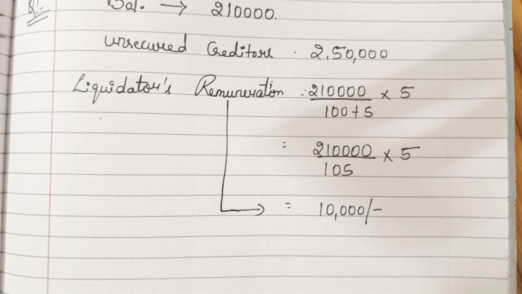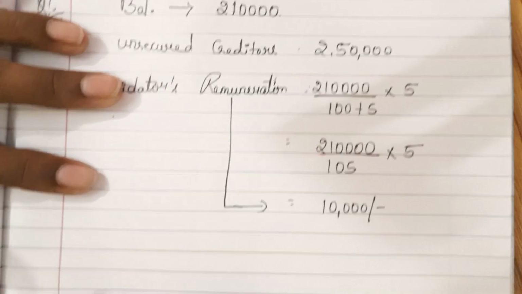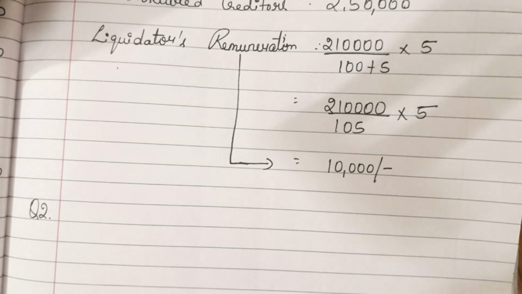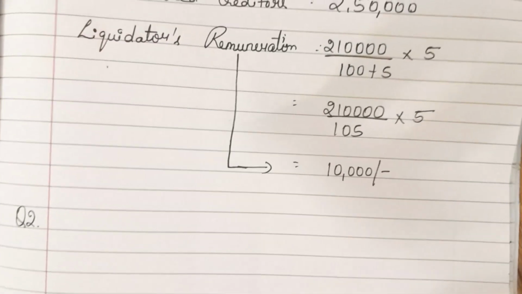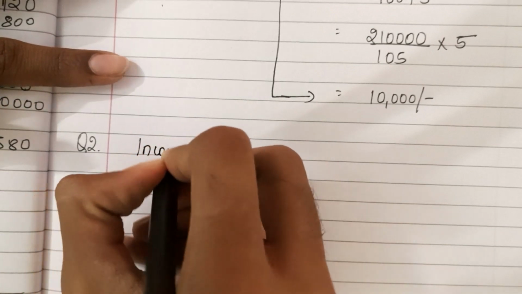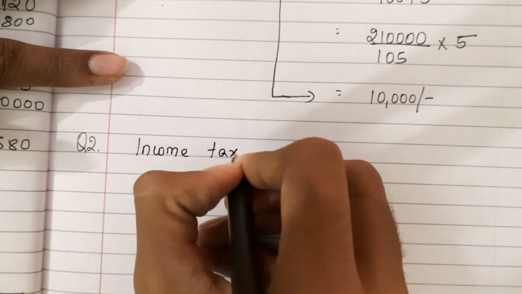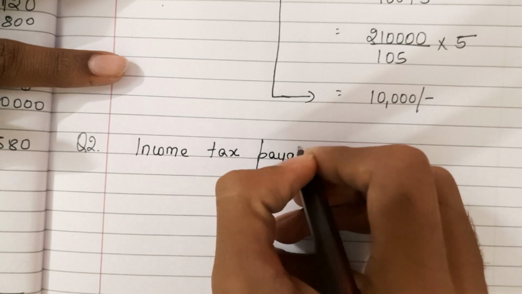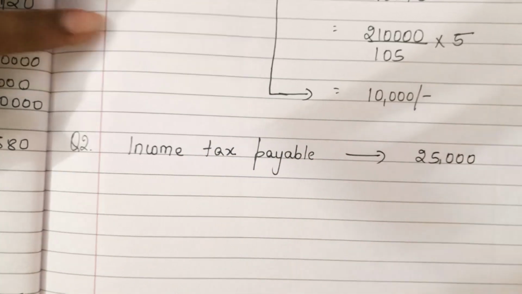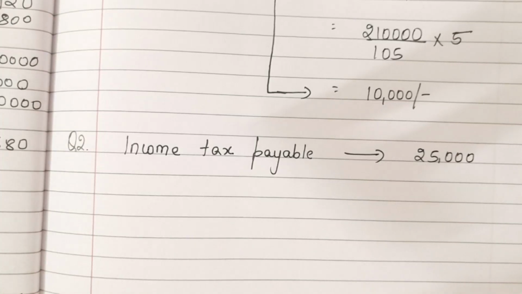Now in the second question, they have asked us to prepare the amount of preferential creditors. Here it is not the liquidators remuneration. We need to calculate the amount available for the preferential creditors. First we have the income tax payable, which is 25,000. So that is also a preferential creditor.